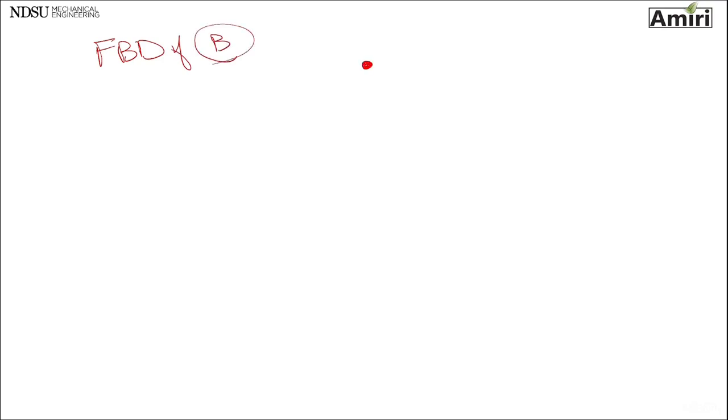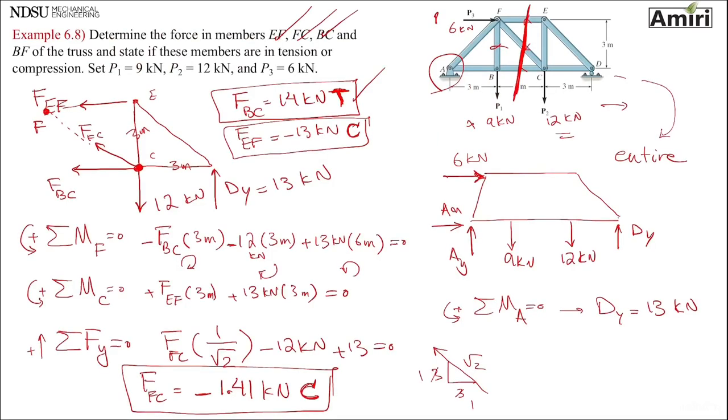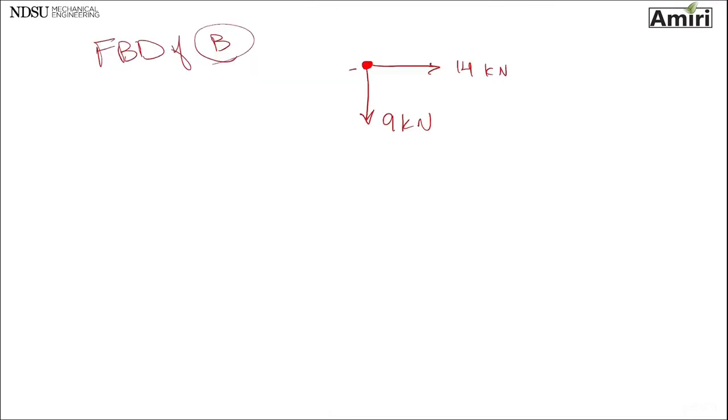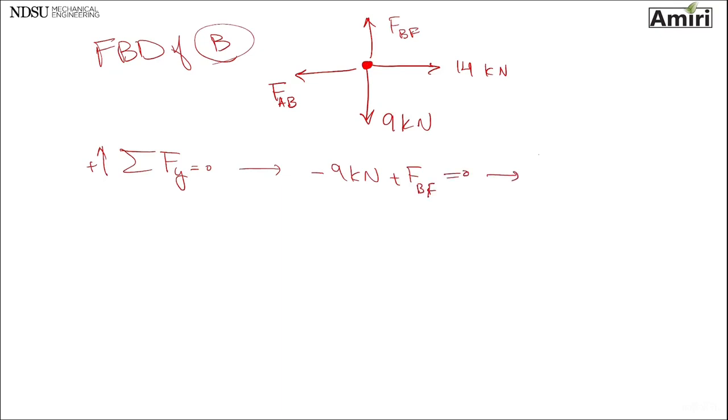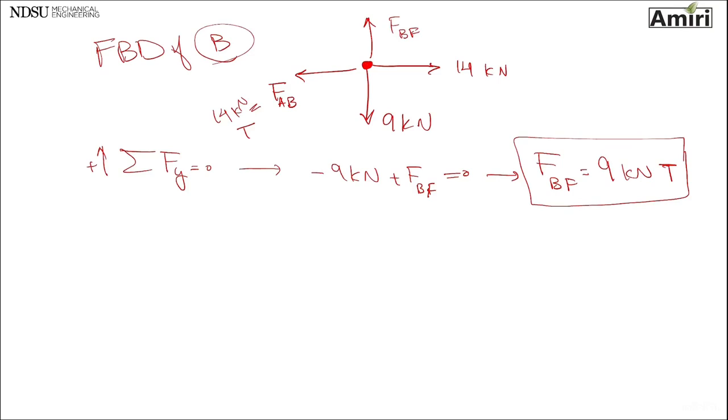Okay, joint B. Active force of 9 kilonewton. Then I have BC, and I found BC to be tension. Let's make sure. Yes, BC is 14 and it's tension. Then I have AB, which I haven't found yet, so I'm just going to draw it in tension. And I have BF, which is the whole point of doing this. So all I need to do is write summation of forces in Y direction being 0. So minus 9 plus BF is 0. Force BF is 9 kilonewton, and that is in tension. If you write sigma Fx, what you get is 14 kilonewton, and that means that is in tension as well.